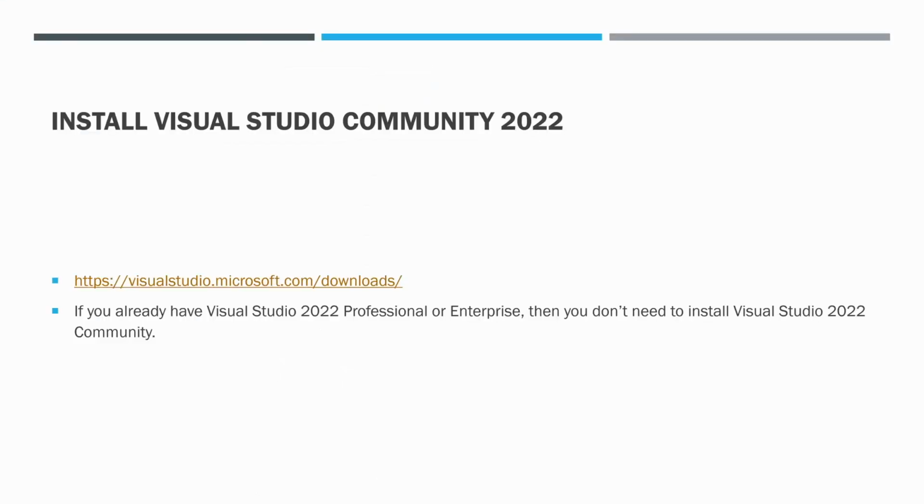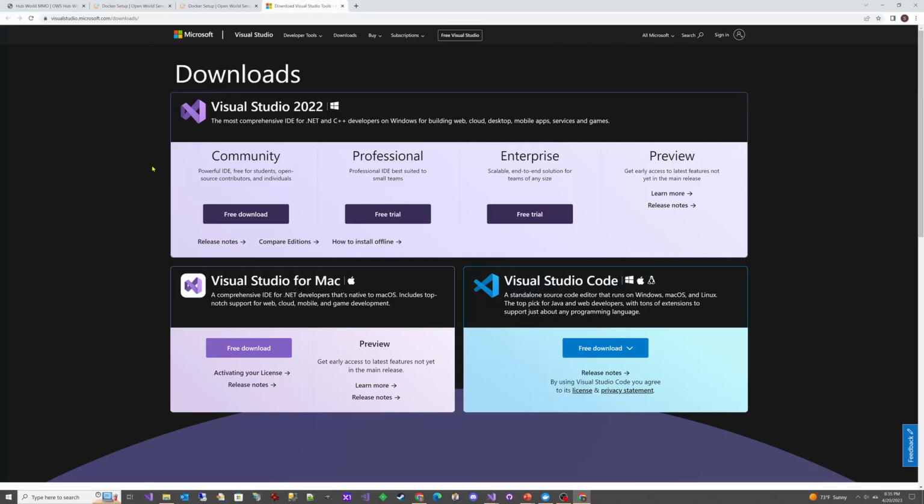The first thing we want to do is install Visual Studio Community 2022. If you already have Visual Studio 2022 Professional or Enterprise, then you don't need to install Visual Studio 2022 Community. Visual Studio Community is free. Professional and Enterprise aren't. Visual Studio Code does not have enough to be able to run OWS 2 and the Hub World MMO example project. If you're using a Mac, there's Visual Studio for Mac.